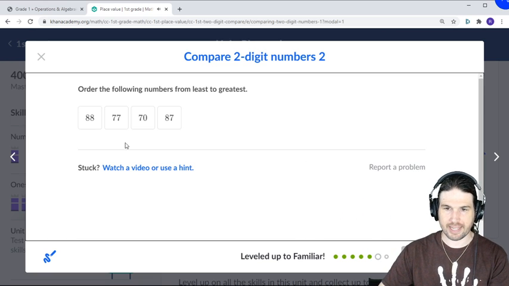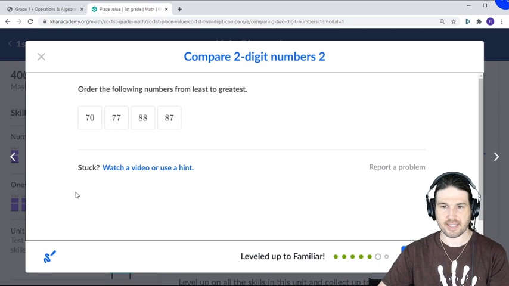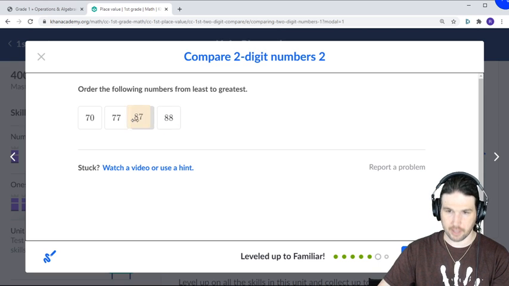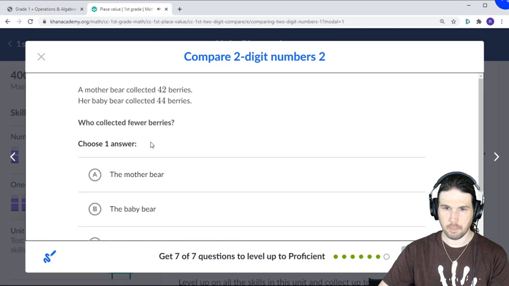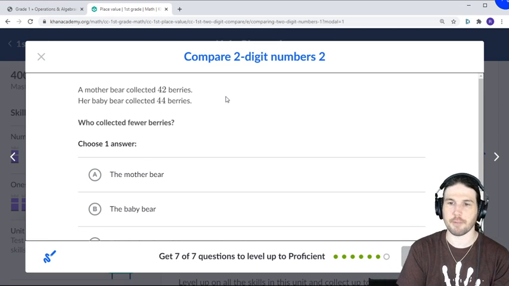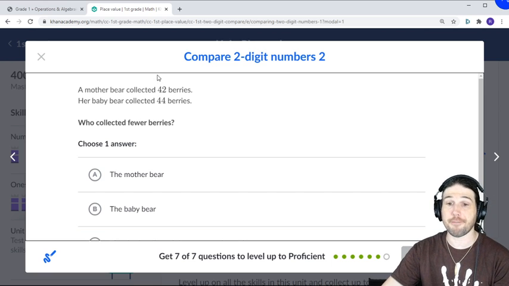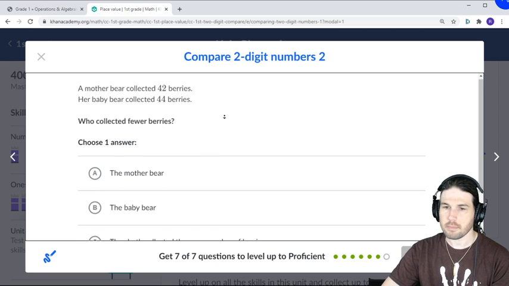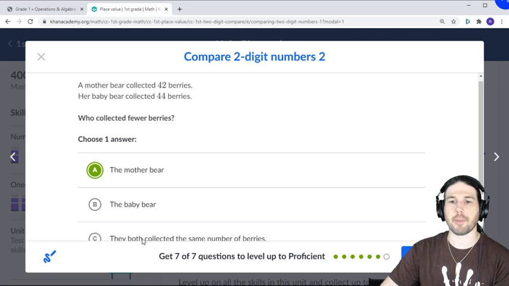We're ordering them again, so I'm going to put them in groups of 70s and 80s. In the 70s, 70 is lower than 77. And in the 80s, 87 is lower than 88. A mother bear collected 42 berries. Her baby bear collected 44 berries. Who collected fewer berries? Well, 42 is smaller than 44, so we're going to say that the mother bear collected fewer berries.